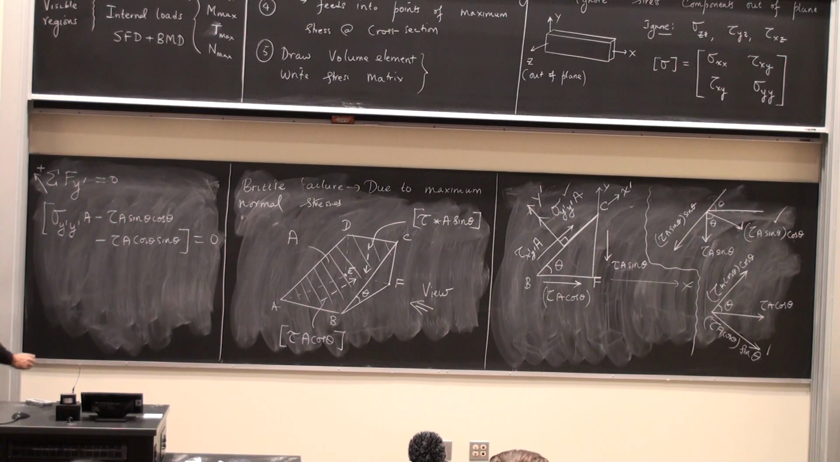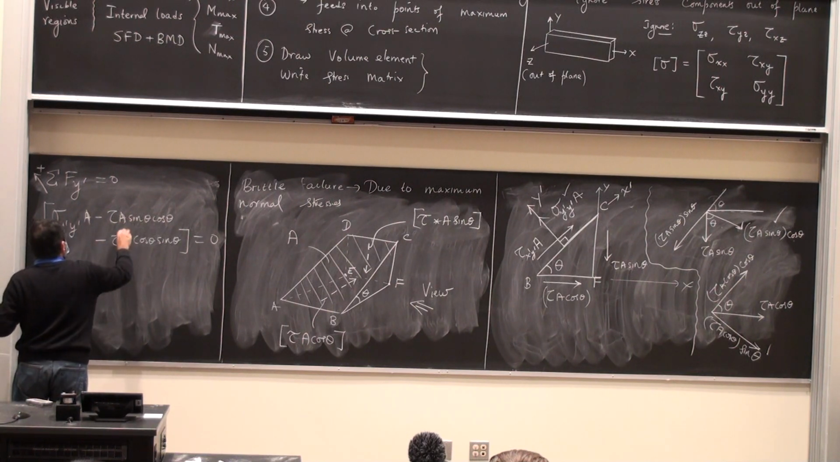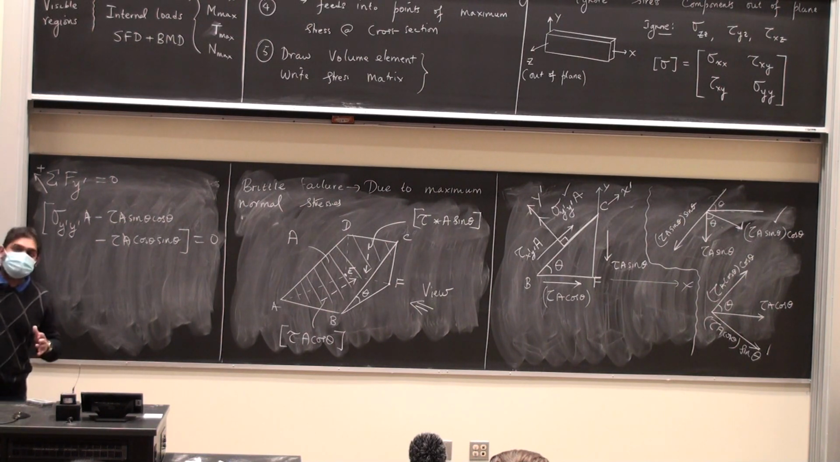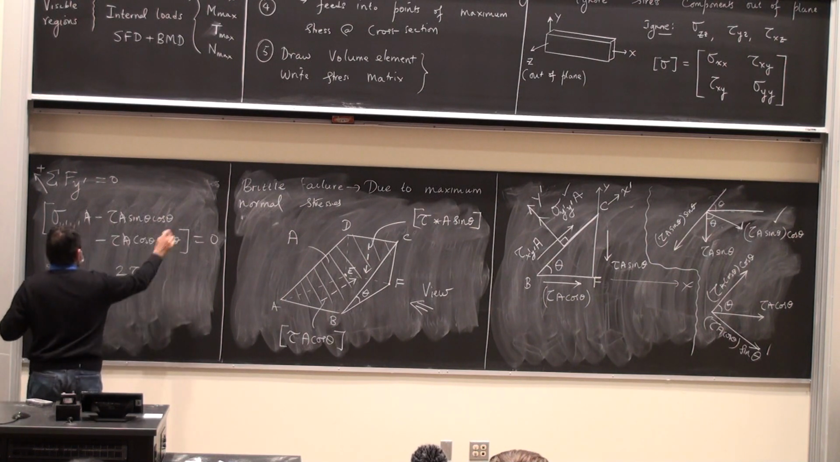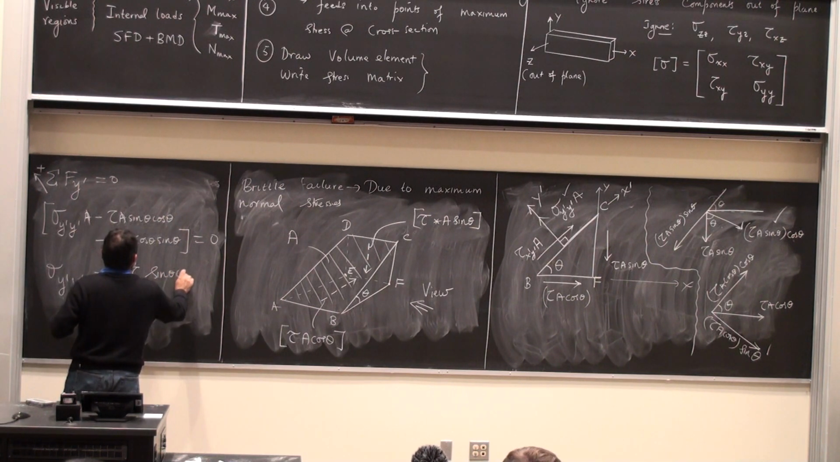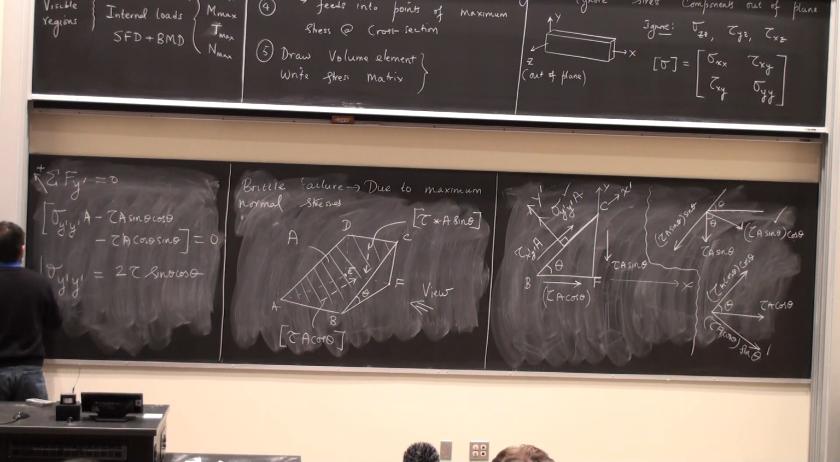The A cancels off everywhere. Cos theta, sine theta, cos theta is the same thing. So sigma y prime is 2 times tau times sine theta cos theta.